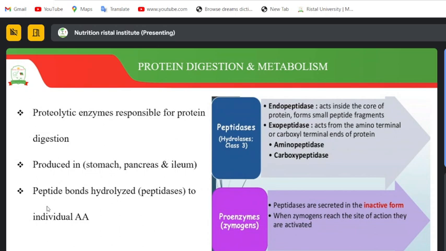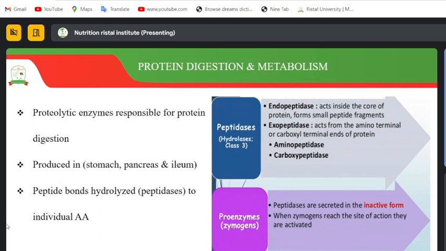So let's continue and understand that these proteins have been built by bonding amino acids together, in a way that one amino acid is bonded to another. These peptide bonds are hydrolyzed by peptidase enzymes. Then these peptide bonds are hydrolyzed into individual amino acids.